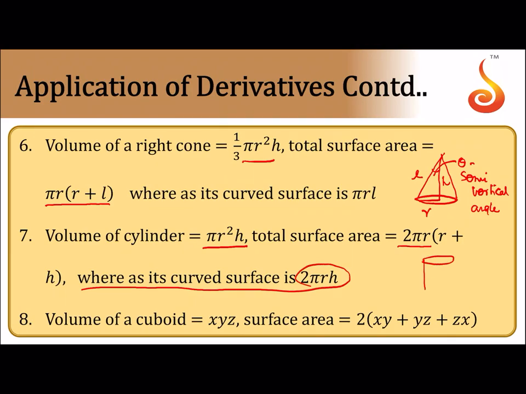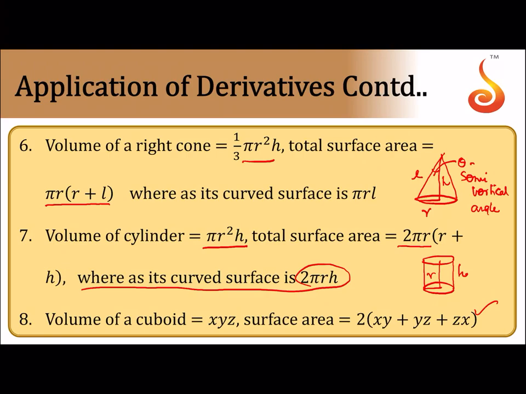So the volume of a cone is 1 by 3 pi r square h. Total surface area is pi r square plus pi r l. Volume of a cylinder is pi r square h. Total surface area is 2 pi r times r plus h, where the curved surface area is 2 pi r h.